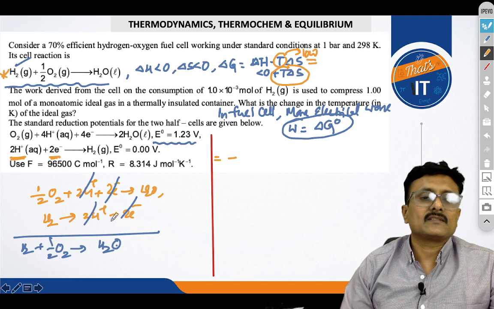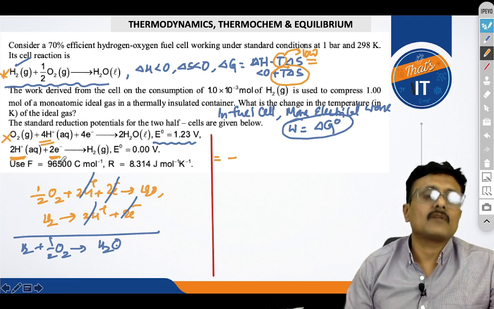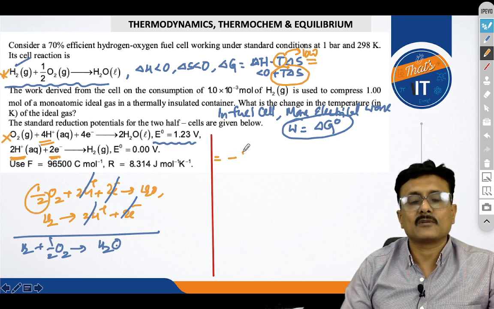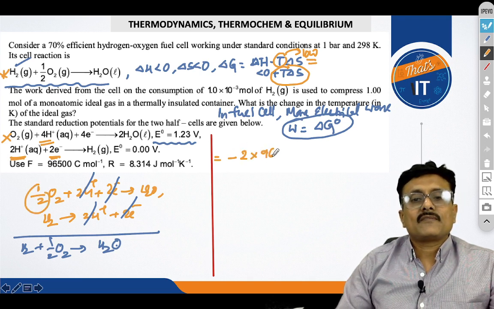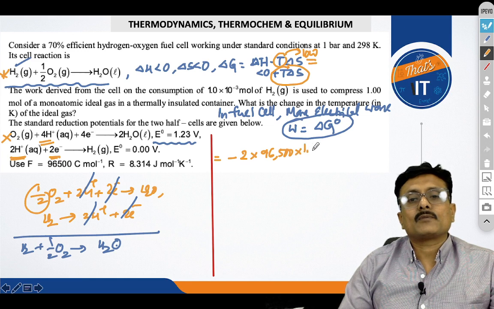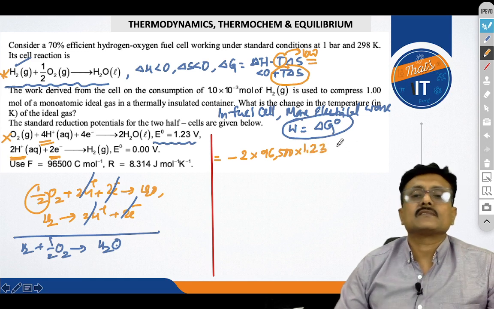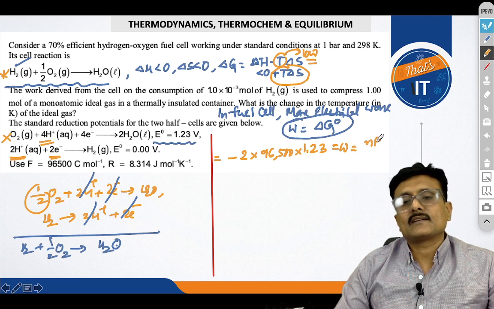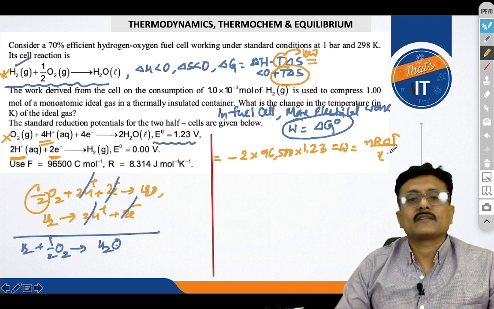Minus nFE. n is not 4. You should not take this because this is per mole of oxygen. You have taken only half mole. So n equal to how much? 2 into F into 1.23. So this is the work done, isn't it? Which is equal to nR delta T by gamma minus 1.